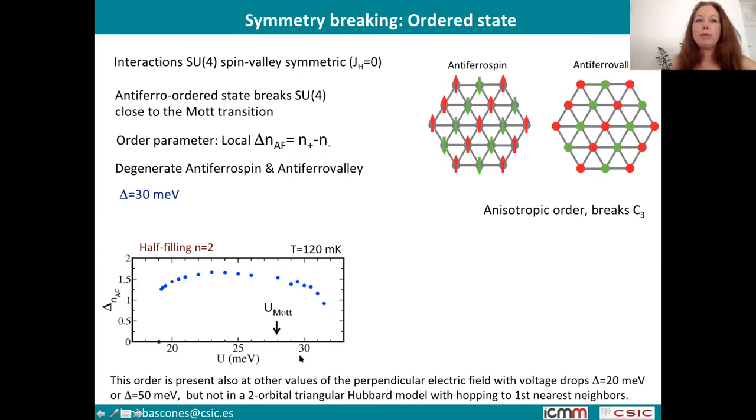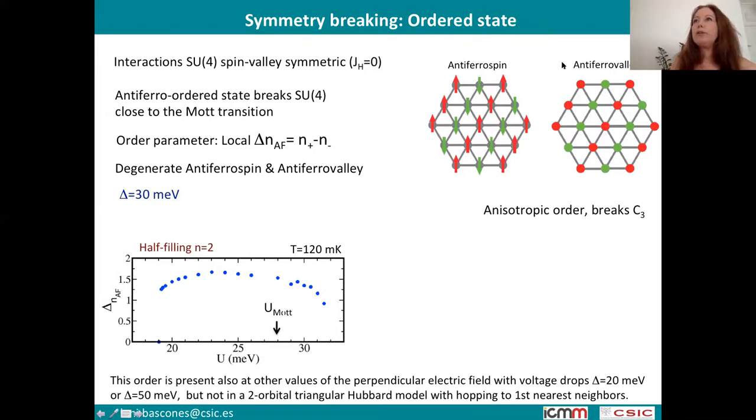We find it close to the Mott transition. As you can see here, this is the Mott transition, and this is the region where we find it. The order parameter, so what we are looking at with this technique, with dynamical mean field theory in single site, is local physics. So the order parameter is the polarization that we have on site, okay? And in our case, what we are finding is that it seems to be degenerate, the state in which we have polarization of the spin or polarization of the valley.